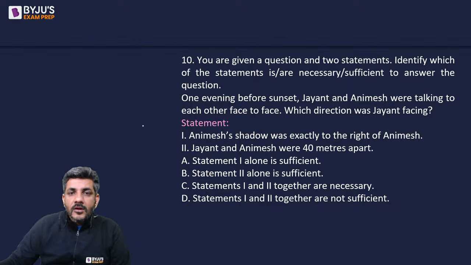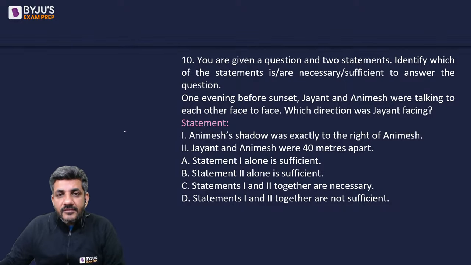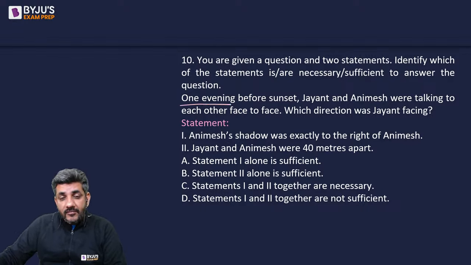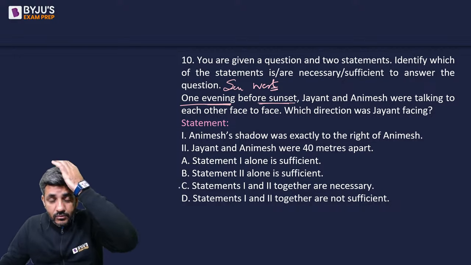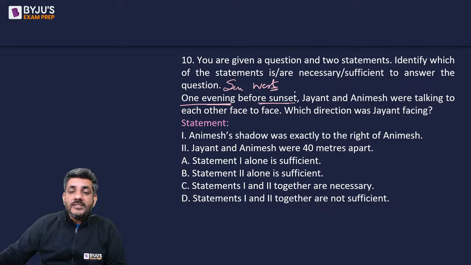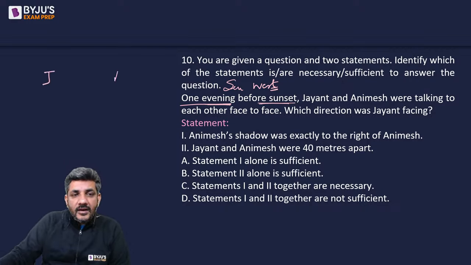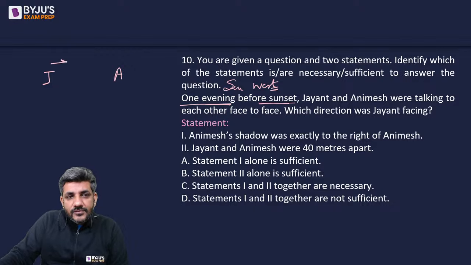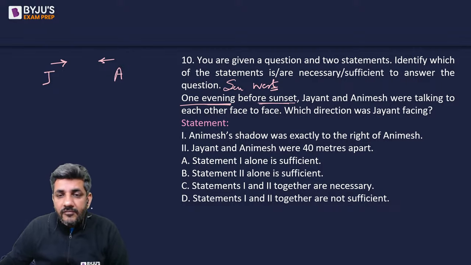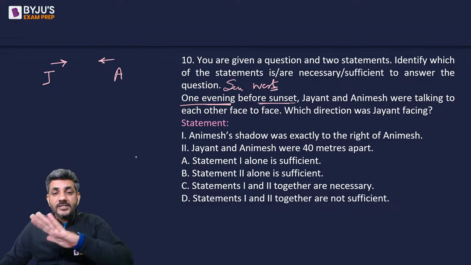Let's do it. You are given a question and two statements. Identify which is necessary or sufficient. One evening before sunset. First of all, it is an evening. Before sunset means that the sun is in the west. It is about to just go down, right? It is about to set. So therefore, the sun is in the west. Jayant and Animesh were talking to each other face to face. Jayant is facing in this direction, Animesh is facing in this direction. Which direction was Jayant facing? So what is that direction that we have to find out?